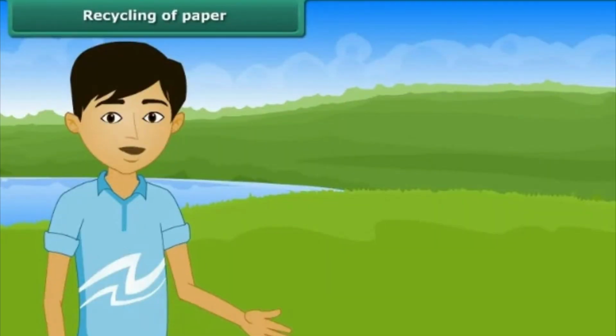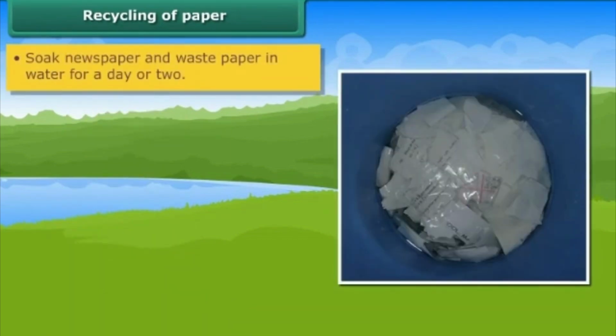Now we will learn about the recycling of paper. Paper recycling is the process of recovering waste paper and remaking it into new paper products. For recycling of paper, old newspaper, old envelopes, magazines, old notebook, useless paper, a bowl and a wooden frame of wire sieve is required. The steps involved are: soak newspaper and waste paper in water for a day or two.